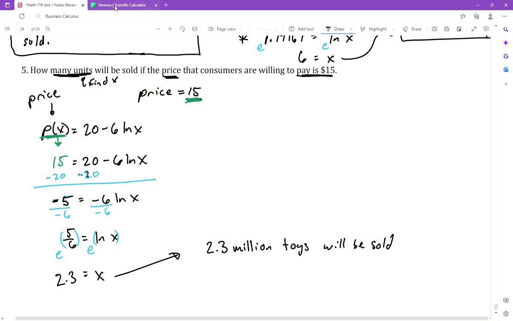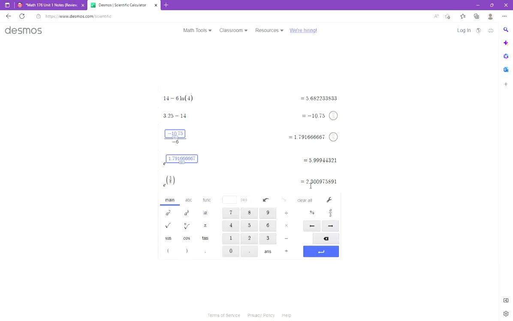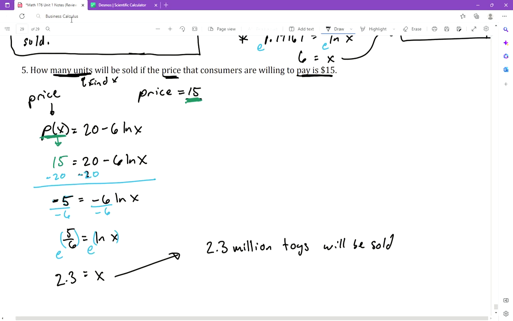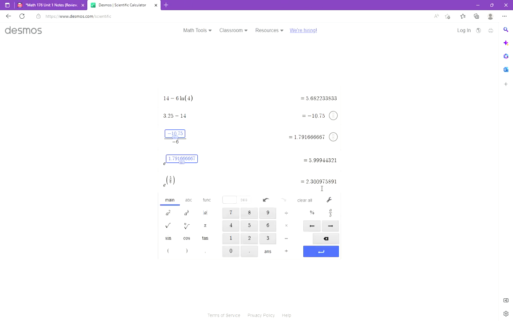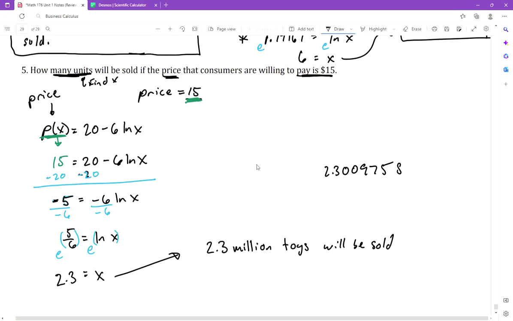Or let's go back to this calculator real quick. Let me write this whole thing down: 2.300975891. I just want to write all of it just in case. So that's the full thing, and I'm just putting million.